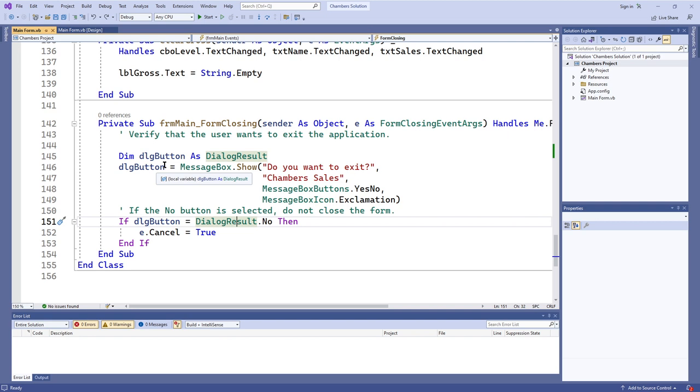Dialog button, we're setting equal to the output of message box. So whatever I choose, if I choose yes, dialog result dot yes gets put into dialog button. If I choose no, dialog result dot no gets put into dialog button. Now, if I choose yes, I want the application to close, which means that the procedure doesn't have to do anything special. It can just let it go. What the procedure wants to do is change something if I choose no. So that's why we're checking if what I selected is equal to no. If I clicked the no button, then we need to cancel the event.